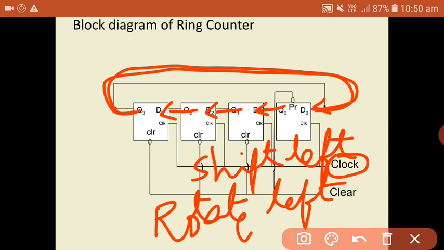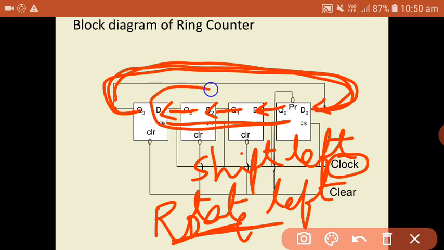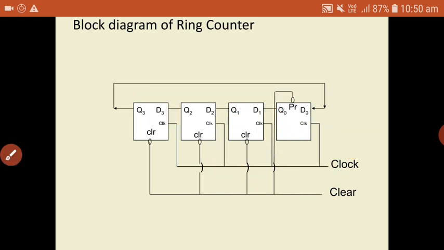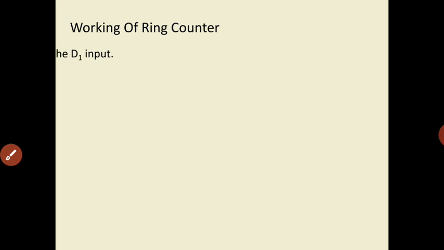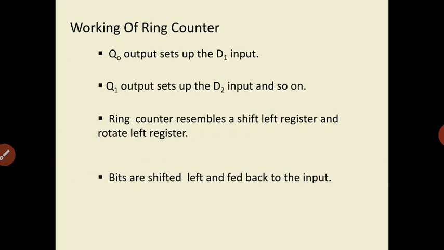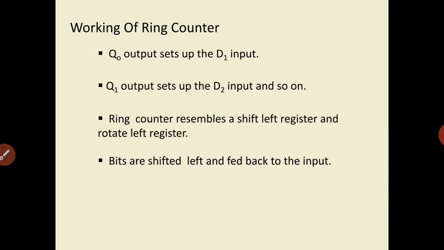The ring counter does the functions of shifting the contents of the register as well as rotating the contents of the register. Shifting the contents will be done here, and rotating the contents will be done here by connecting the output of the last flip flop back to the first flip flop. That is the operation of rotating the contents, and shifting is done by this function. So that's why the ring counter does both shifting and rotating the contents of the register.